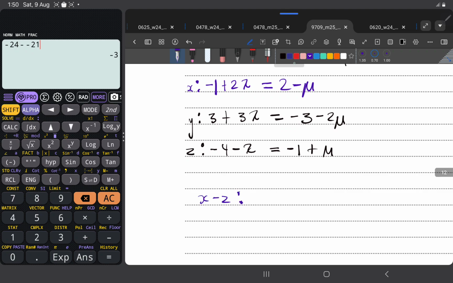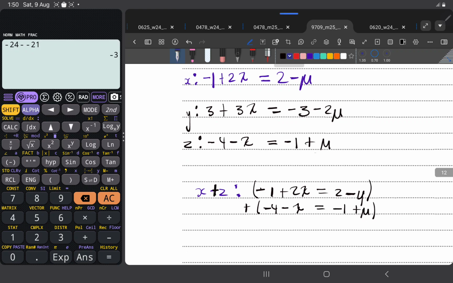If I say X minus Z, the whole thing, I would say -1 plus 2 mu. This is equal to 2 minus mu, right? Okay, so now let's say X plus Z, because I want the mu's to cancel. So I have a minus mu and a plus mu. I'm going to add them. So I'll say plus now, the whole Z, which is -4 minus lambda, being equal to -1 plus mu.